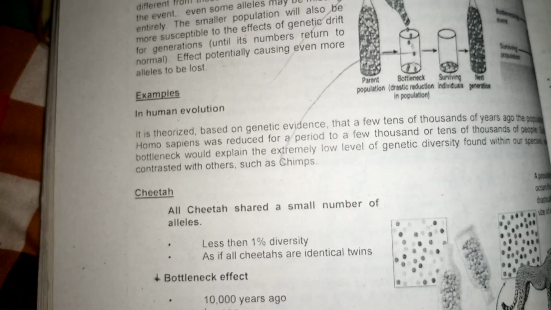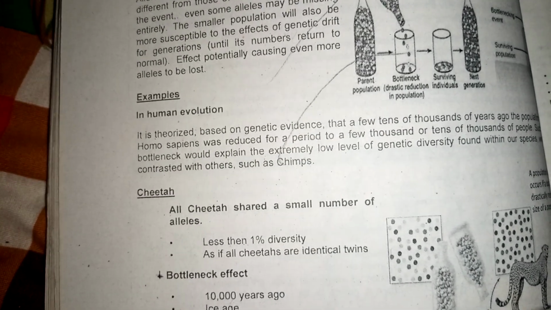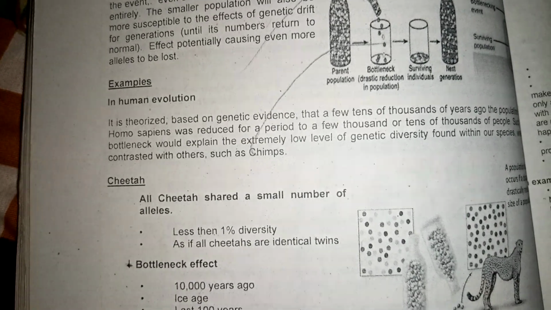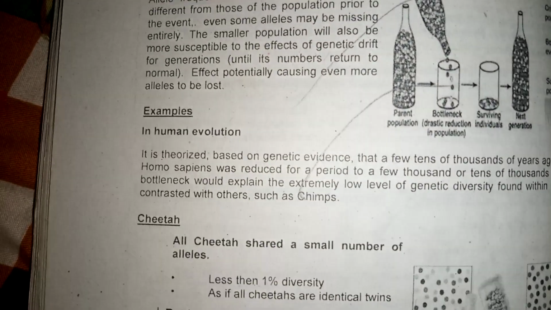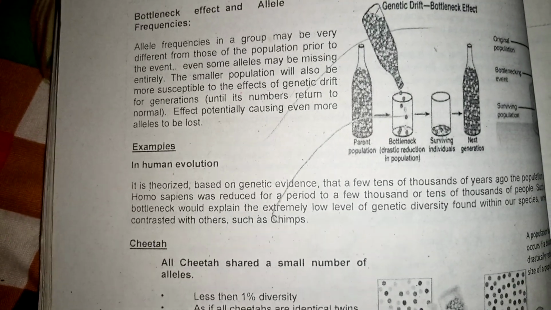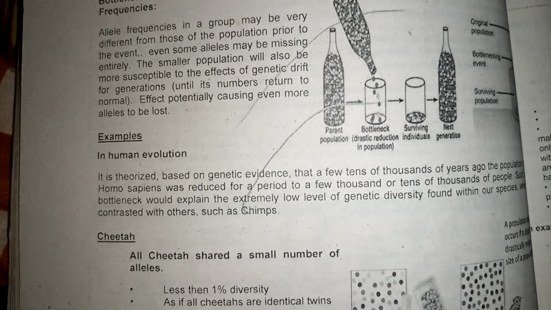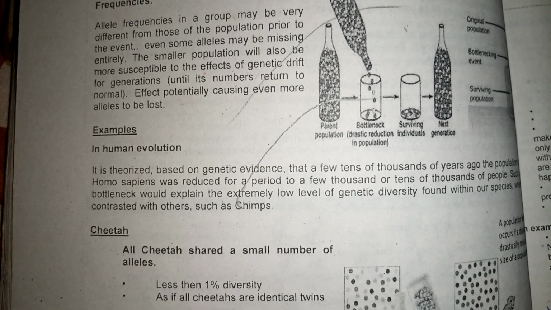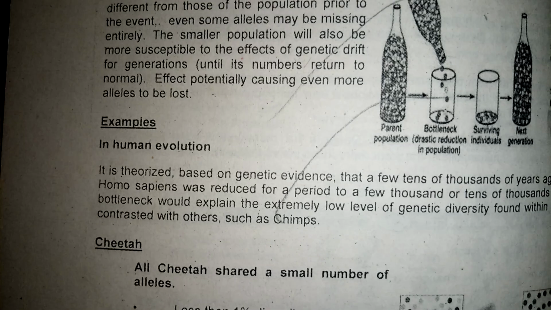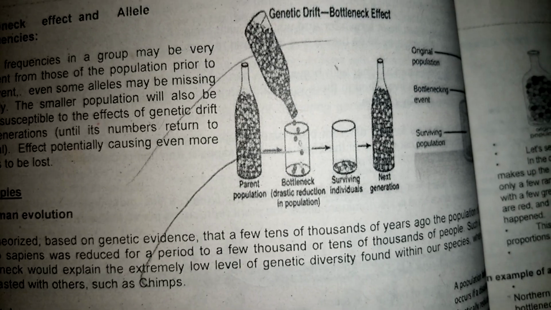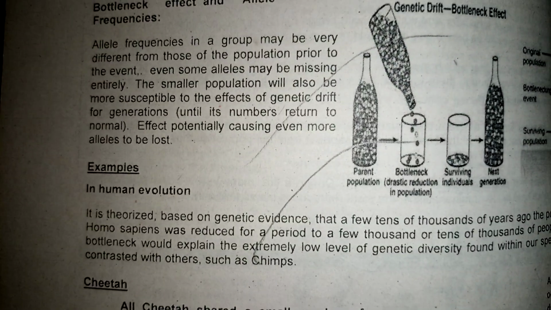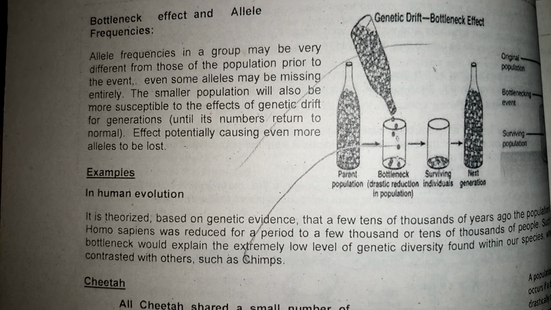Examples in human evolution. It is theorized based on genetic evidence that a few tens of thousands of years ago the population of Homo sapiens was reduced for a period to a few thousand or tens of thousands of people. Such bottlenecks would explain the extremely low level of genetic diversity found within our species, when contrasted with others such as chimps.